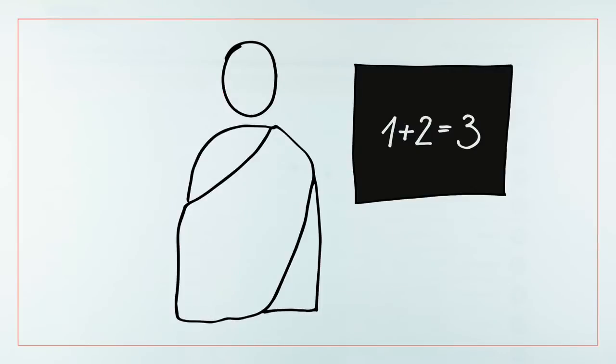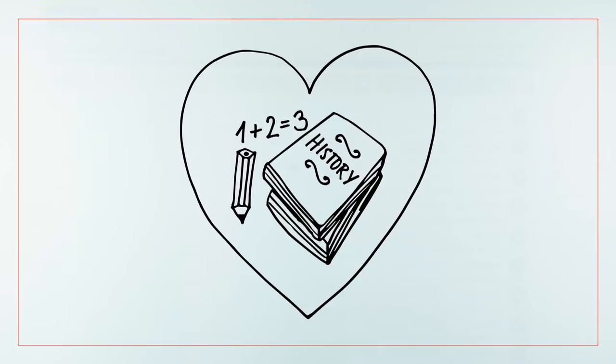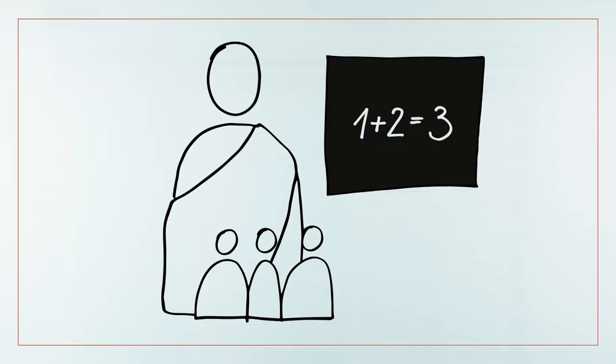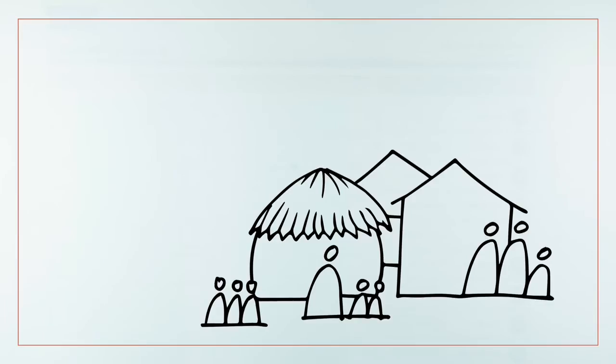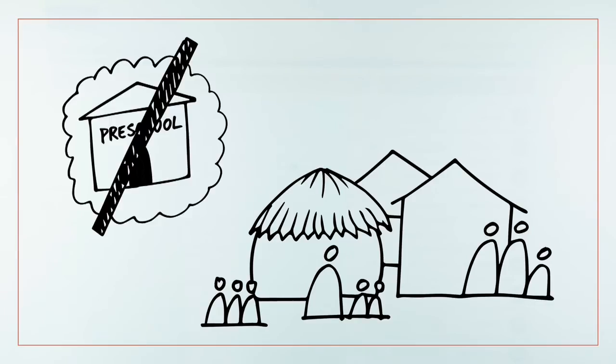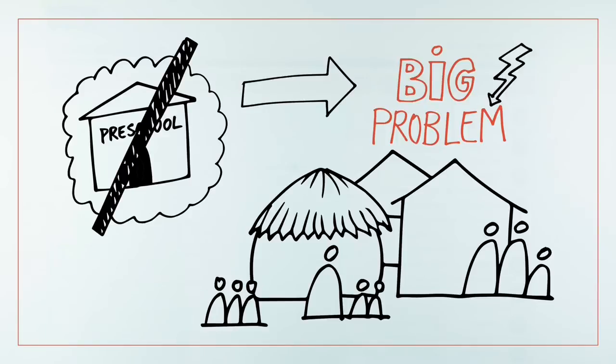Meet Rikta, an Indian school teacher working in a rural area. Rikta is very passionate about education and wishes she could teach more children. Her nearest school is very far from many of the local communities, making it difficult for children to attend it. Many local children are also unprepared for school as they never had preschool teaching. Rikta sees this as a big problem.